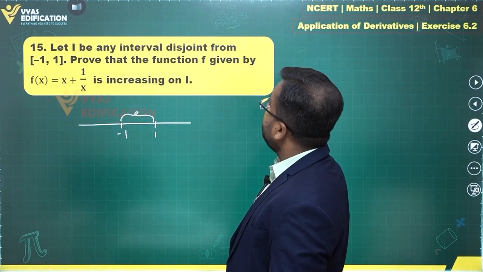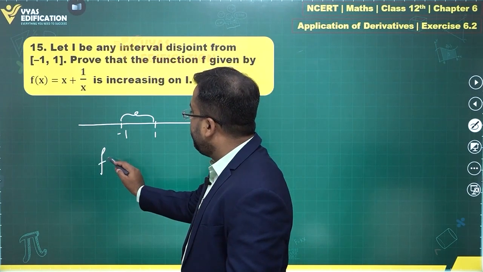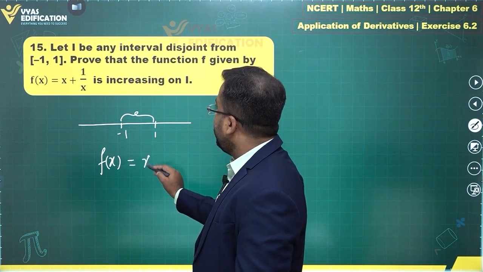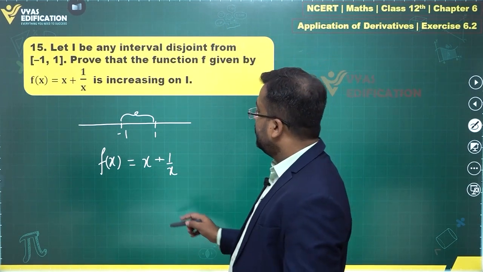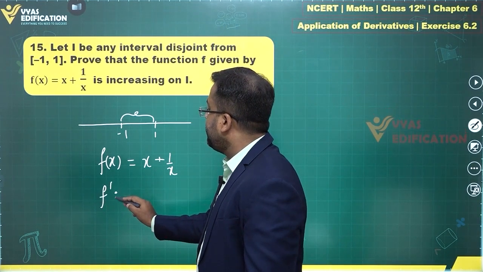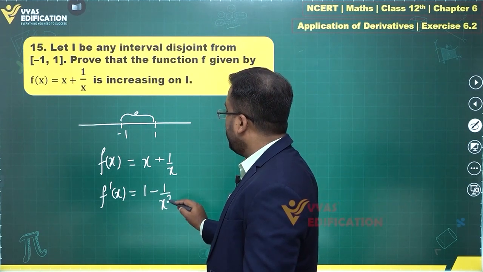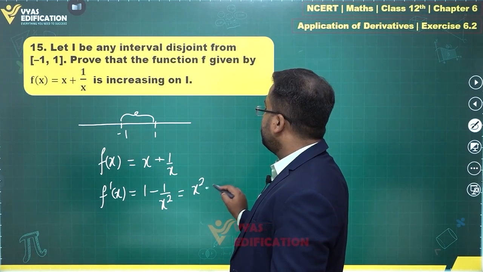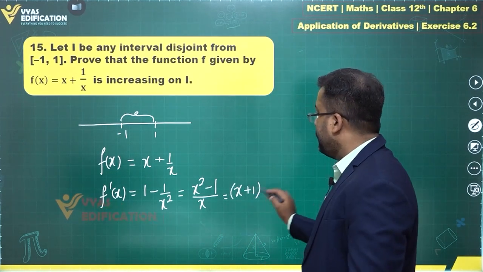Let I be any interval disjoint from -1, 1. Prove that the function f given by this. So, f(x) is equal to x plus 1 upon x. This is what we have. Okay, so what about f prime x? f prime x will be equal to 1 minus 1 upon x square, which is simply equal to (x square minus 1) upon x square. And for analyzing the sign scheme, let's factorize the numerator.